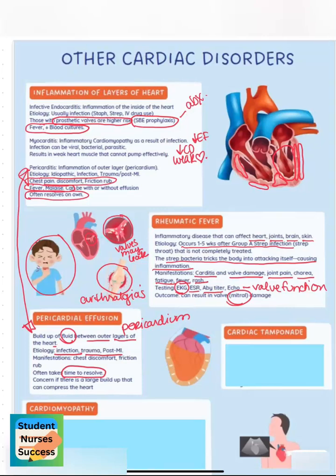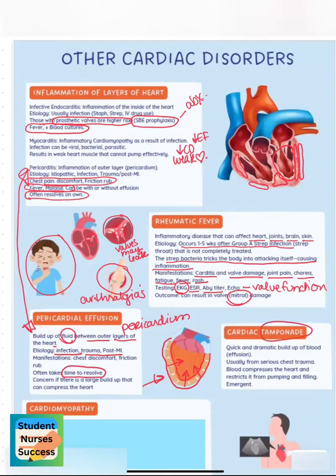There is a concern if the buildup is large. If it gets too much, it can start to compress the heart. This pericardial effusion is usually just some type of fluid, but if you have something like a hemorrhage in this pericardial area, you can have a buildup of blood. Now, this picture here is kind of showing you what can happen if we get too much buildup of fluid in this pericardial sac. And this will start to compress on the heart. And that we call cardiac tamponade.